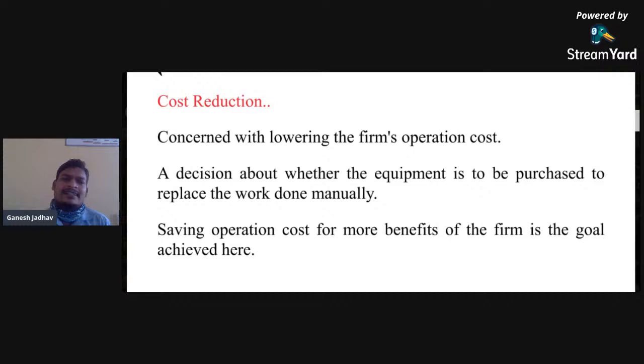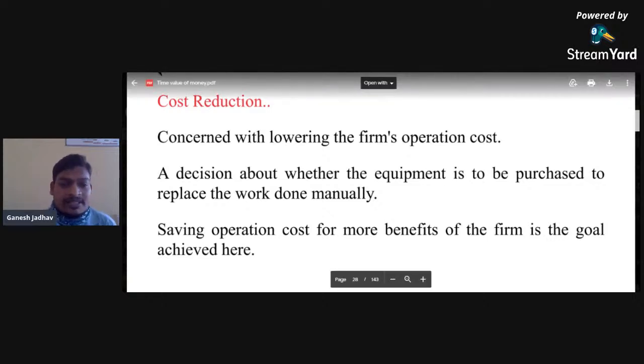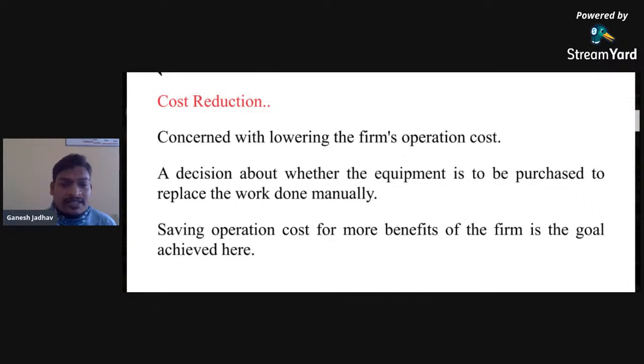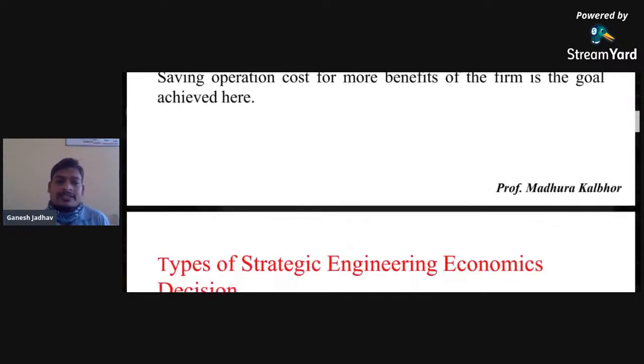As per the cost reduction, clients automatically interact with your product also. So as per this decision, the work is either purchased or replaced and done automatically, or the work is done manually. So as per the cost reduction, half of our work is done automatically or manually. Saving the operation cost helps the firm to achieve our strategy also.